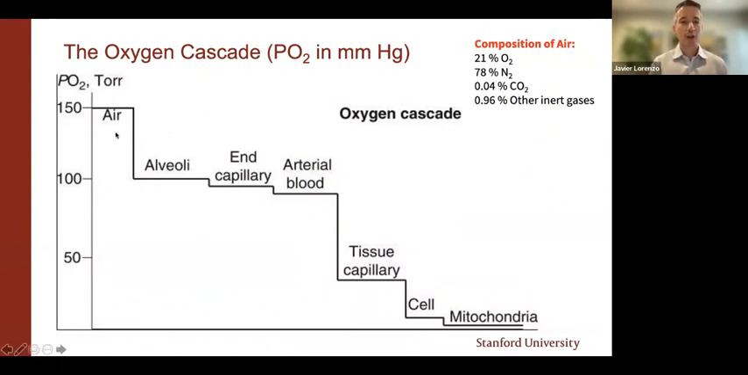But that drop from 150 in the air to close to 100 in the alveoli, why is there that sudden drop? What is driving that drop?